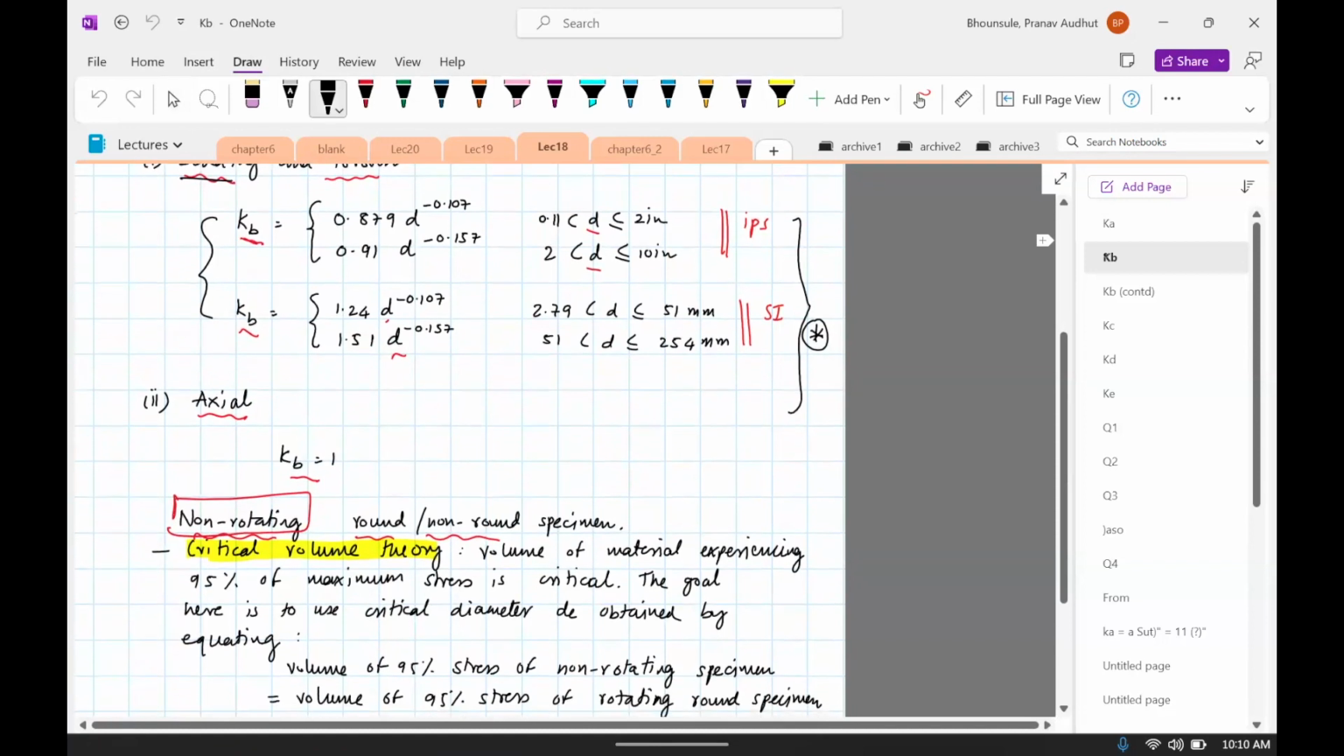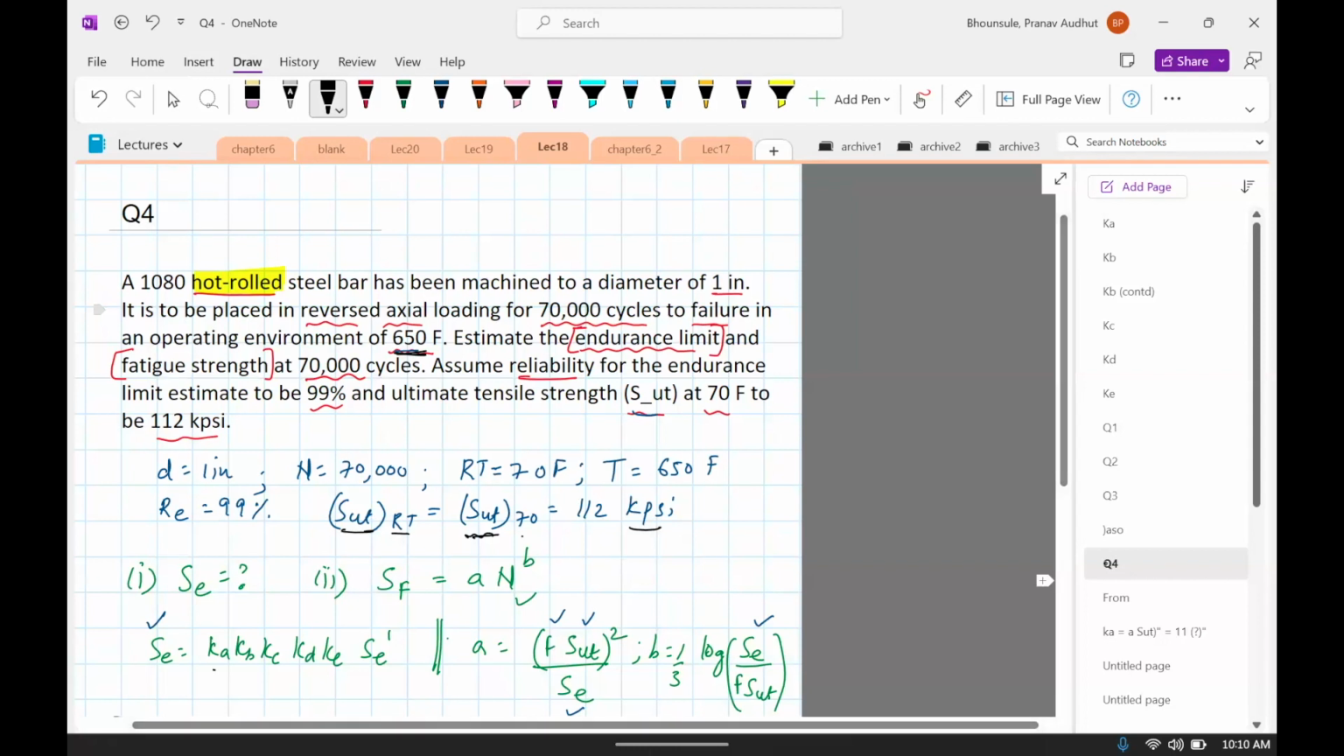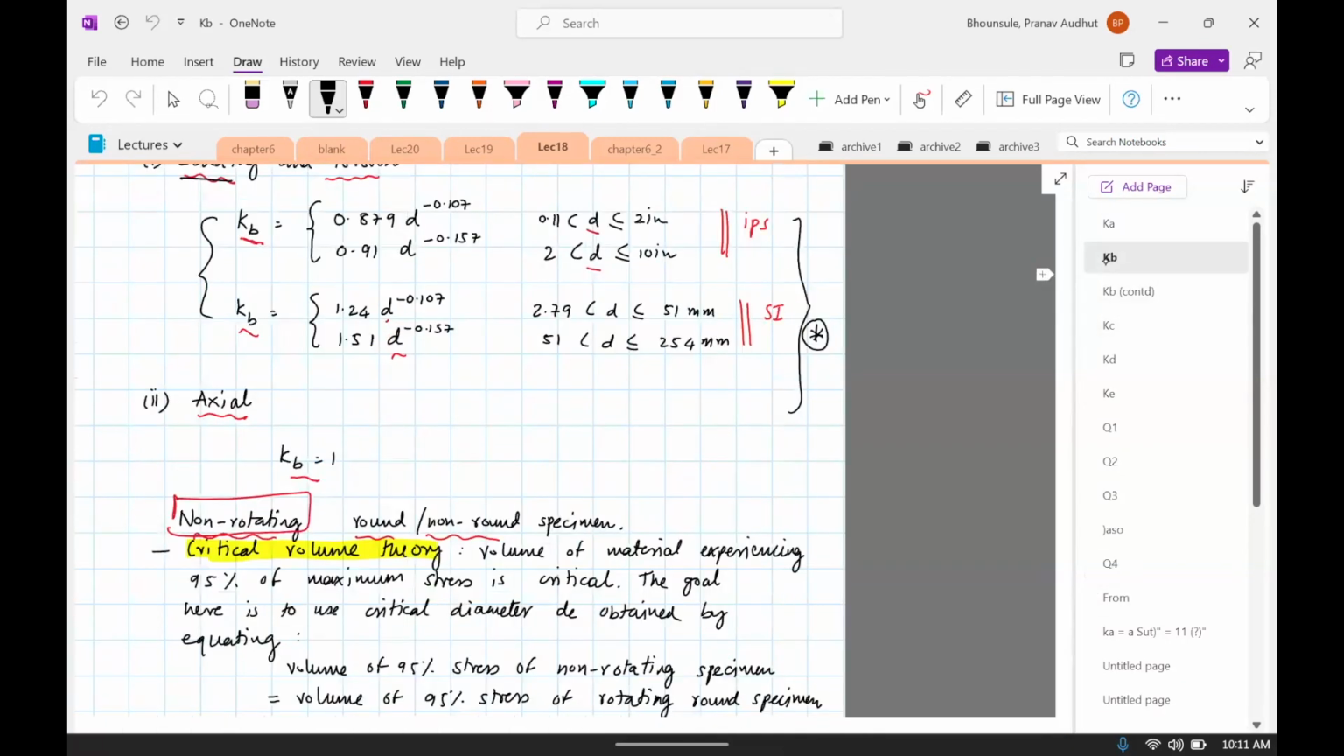You could also have a non-rotating ground specimen. It's just a matter of figuring out which of those it is. Has been machined to reversed axial loading. I'm going to assume that it is rotating in the absence of anything else. So let's assume it is rotating. Maybe the reversed. No, that doesn't tell. It's axial loading. Yeah, I'm going to assume it's rotating and see what the factor is.